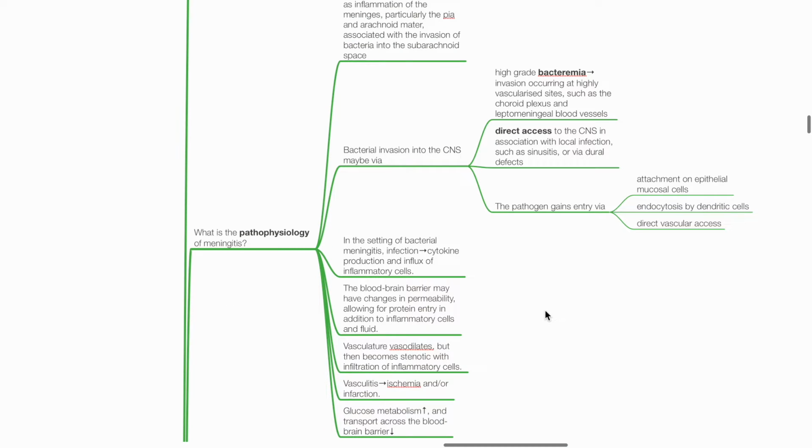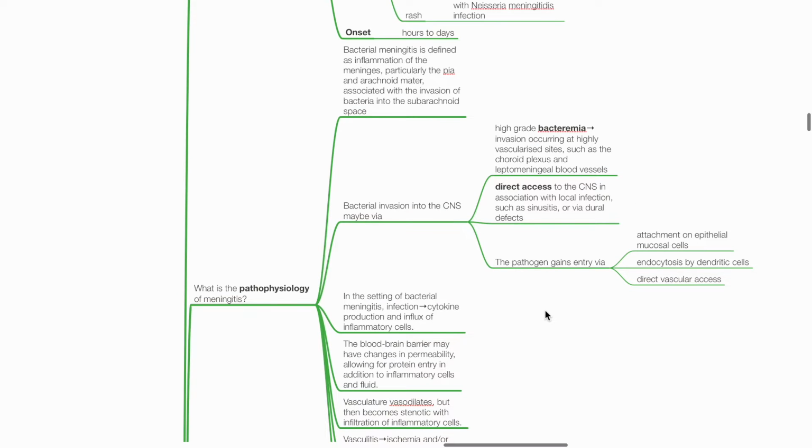What is the pathophysiology of meningitis? Bacterial meningitis is defined as inflammation of the meninges, particularly the pia and arachnoid matter, associated with the invasion of bacteria into the subarachnoid space. Bacterial invasion into the CNS may be via high-grade bacteremia, leading to invasion of highly vascularized sites such as the choroid plexus and leptomeningeal blood vessels, direct access to the CNS in association with local infection, such as sinusitis, or via dural defects.